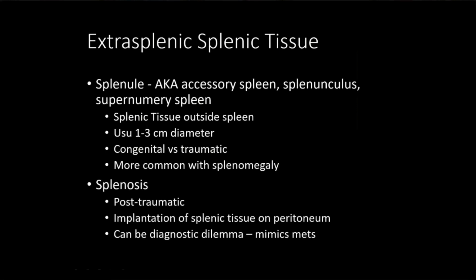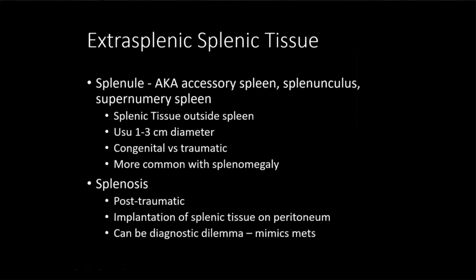So splenosis is post-traumatic. If you rupture your spleen, some of that splenic tissue can actually grow on the peritoneum. So you can grow some of your spleen back, but it also can look like metastatic disease adherent to the peritoneum. So if you have somebody who's a couple of years post-trauma and they ruptured their spleen, they can actually have these weird little splenosis where some of their splenic tissue regrows right up against the peritoneum.